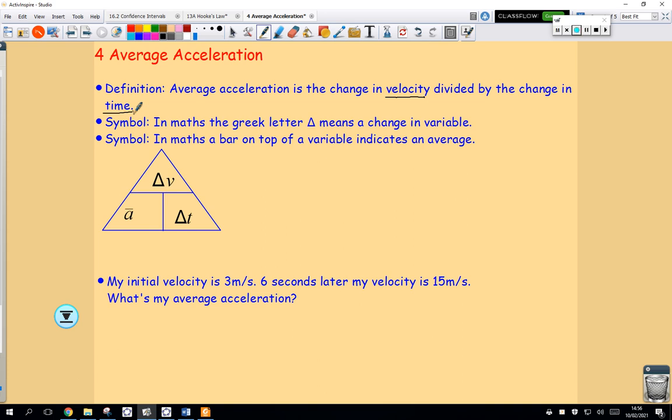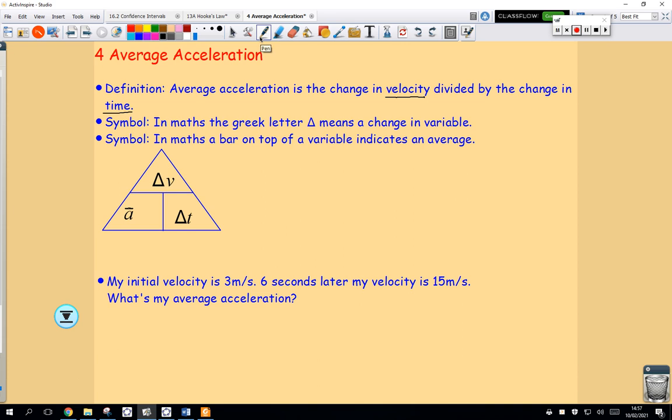Remember, we said the Greek letter delta means a change in something, so change in velocity, delta v, change in time, delta t, and just a bar on top of a letter means average. A bar is average acceleration. Okay, so average acceleration. I'm going to go through a few scenarios where we're given information and see if we can work out average acceleration or some related quantity in each case.